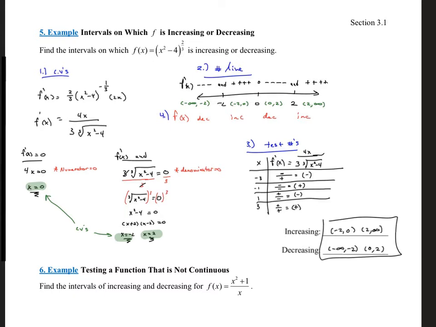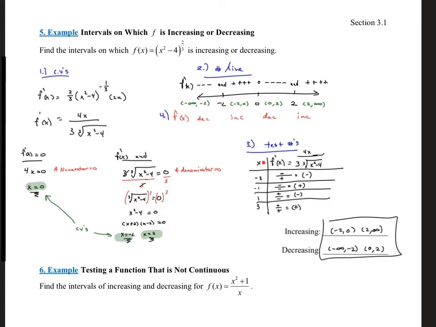We then move on to the next step, which is to create the number line, plotting the points negative 2, 0, and 2. We determine the intervals, the first interval being negative infinity to negative 2, negative 2 to 0, 0 to 2, and 2 to infinity. Remember, when x equals 0, my derivative was 0, and when x equaled negative 2 and 2, my derivative was undefined at those points. So the next step to do is to test a number in each one of those intervals using the sign chart.